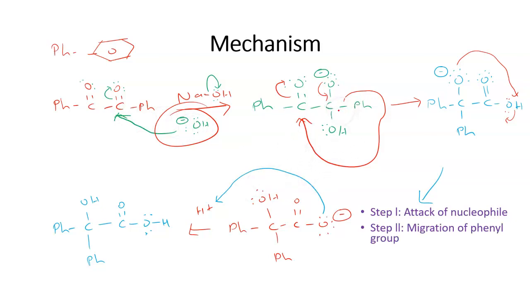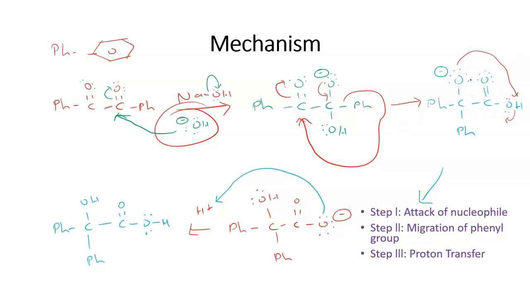So this is the main important reason why this reaction has been classified under migration to an electron deficient carbon. The phenyl ring is taking the lone pair of electrons with itself and it is migrating towards the electron deficient carbon. Next step is proton transfer.